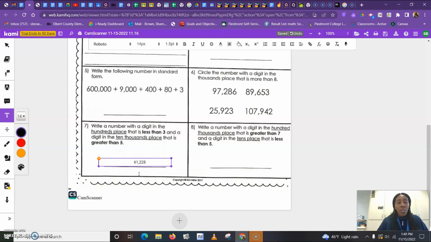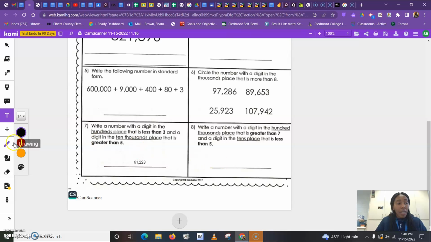All you need to do is make sure that the digit in the hundreds place is less than 3. So it could be a 1 or 2 or 0. And the digit in the 10,000s place needs to be greater than 5. So it could be a 6, a 7, an 8, or a 9. So you make up your own number, like a mystery number. And number 8, write a number with a digit in the 100,000s place that is greater than 7, and a digit in the tens place that is less than 5.